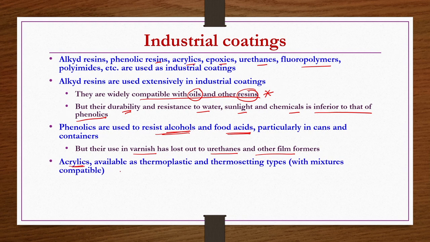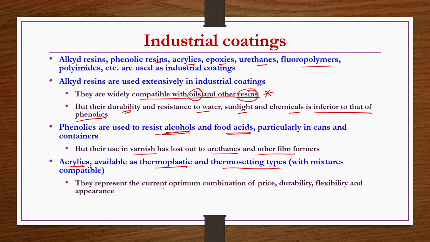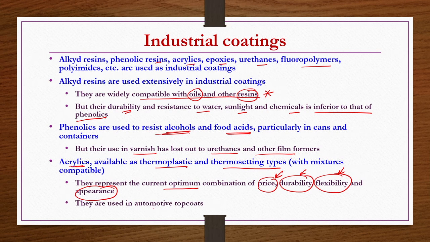Now the acrylics. Acrylics are available as thermoplastics as well as thermosetting types. Some mixtures of these two are also possible. They represent the current optimum combination of price, durability, flexibility, and appearance, or beauty. Considering all four factors, presently acrylic industrial coatings provide the optimum combination in industrial coating products or even trade sale coating products as well. They are used in automotive top coats. Most of the automotive top coats are done with acrylic industrial coatings.